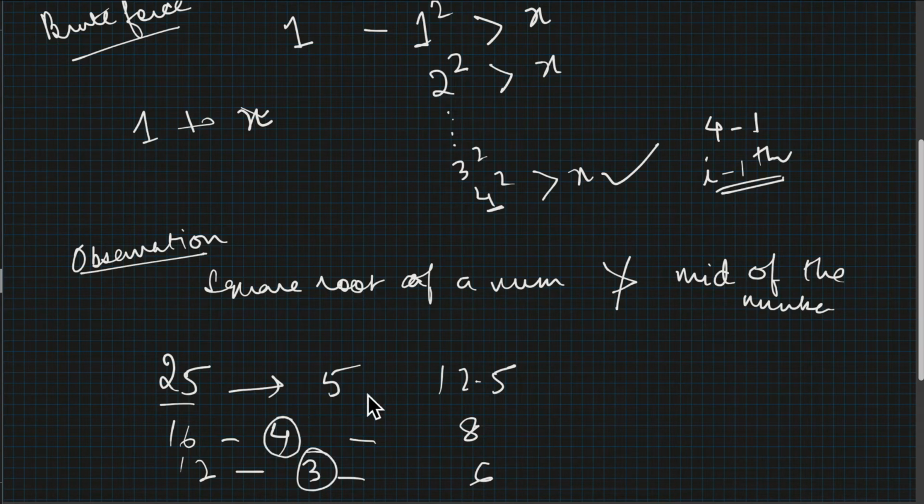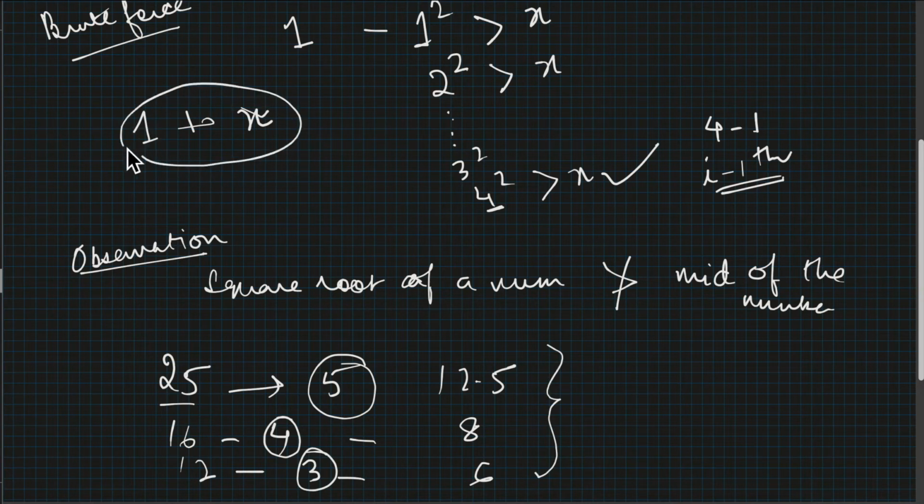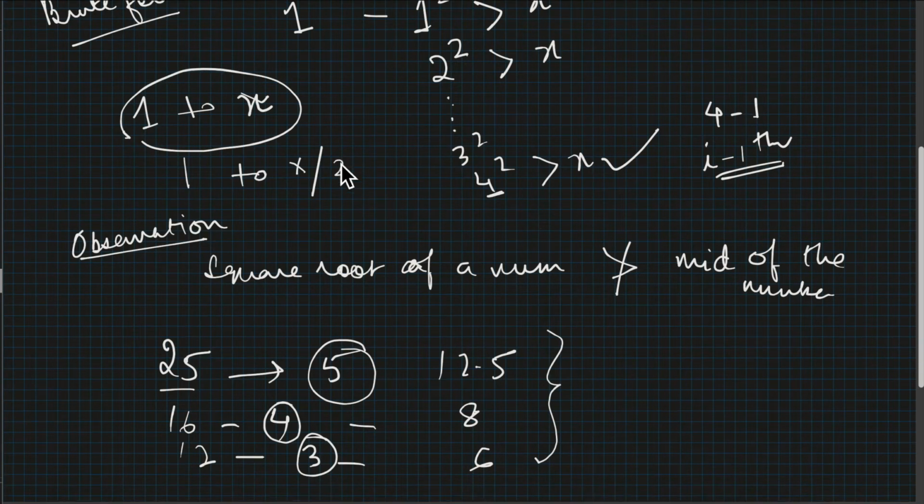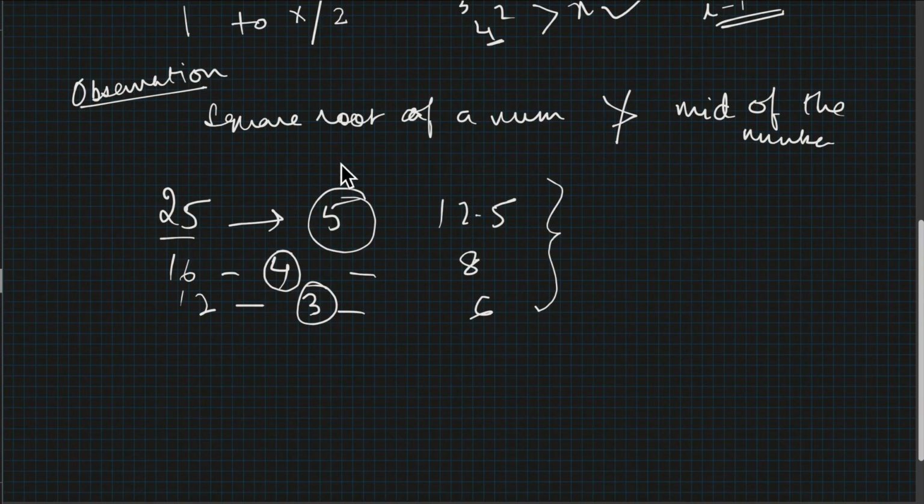Is the square root of the number ever greater than the middle of the number? No, it is always lesser than the middle of the number. So if I have to find a square root, why do I need to traverse from 1 to x? I will traverse from 1 to x by 2, halfway, because in that half only my square root, if at all, has to lie. So that is one observation. On this we will apply binary search. Now our search space is reduced to half firstly, and then from that half we have to do whatever calculation we need to find the square root.